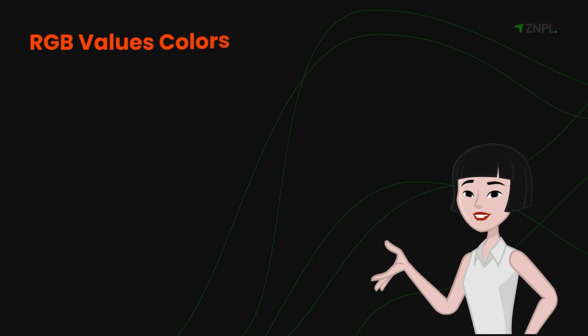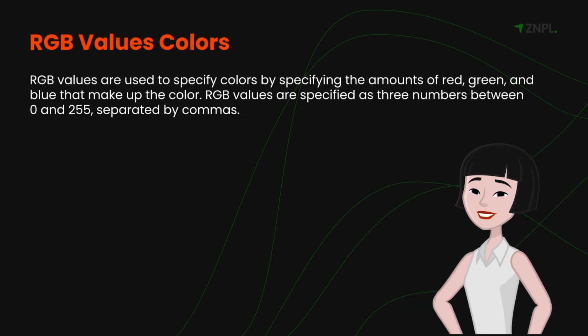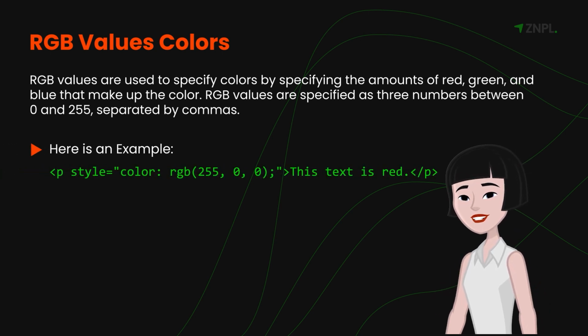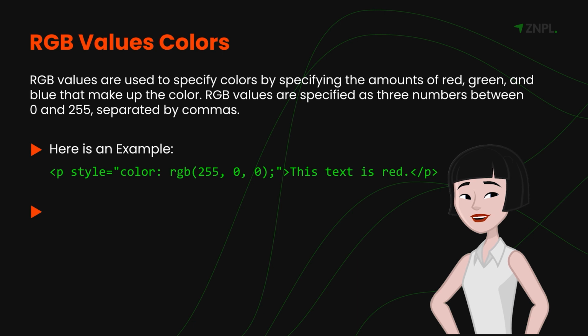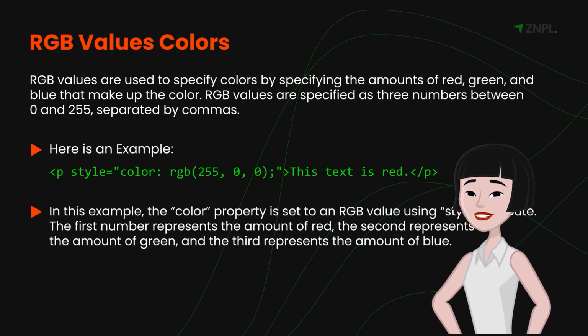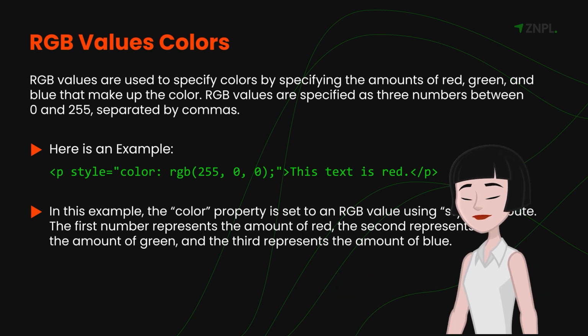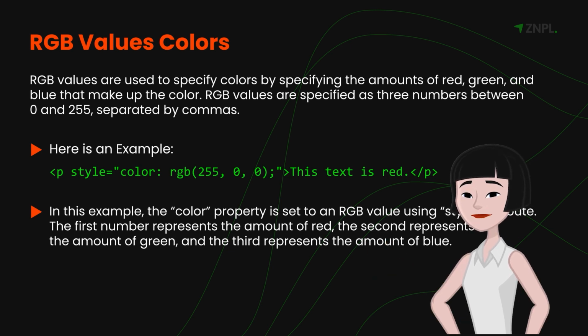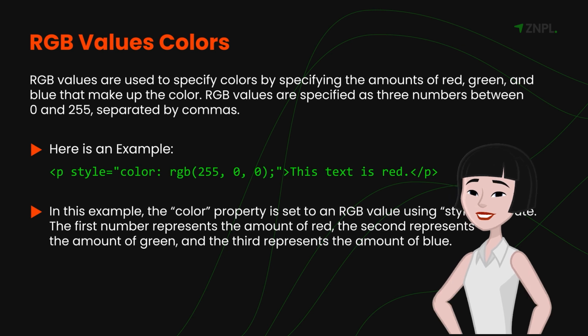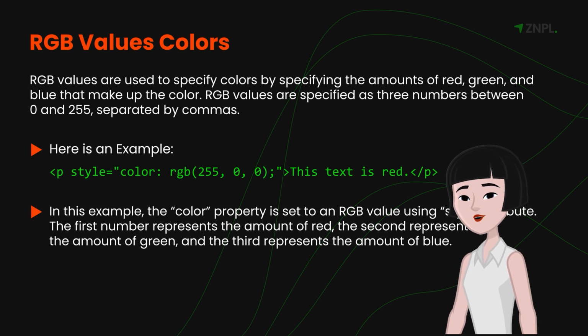RGB values colors. RGB values are used to specify colors by specifying the amounts of red, green, and blue that make up the color. RGB values are specified as three numbers between 0 and 255, separated by commas. Here is an example. In this example, the color property is set to an RGB value using the style attribute. The first number represents the amount of red, the second represents the amount of green, and the third represents the amount of blue.